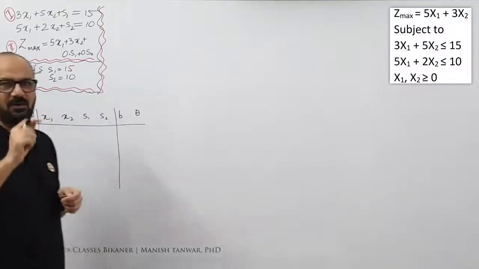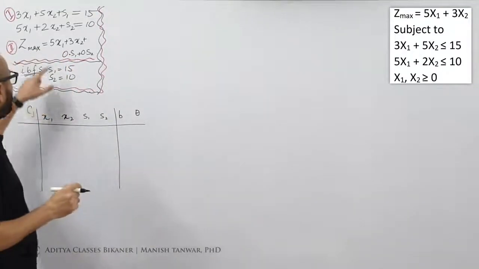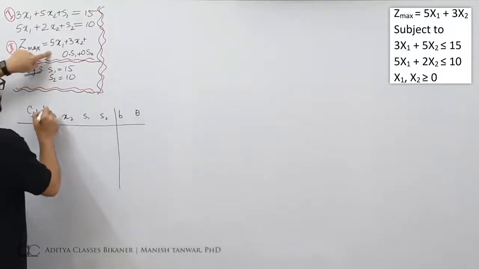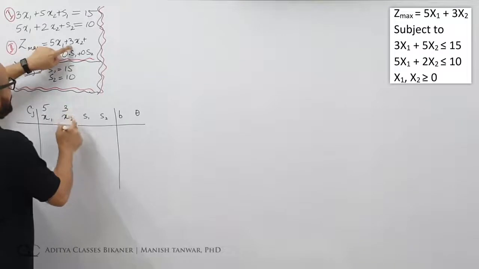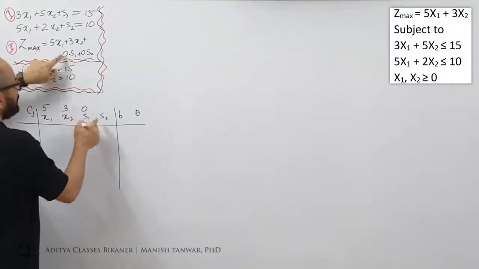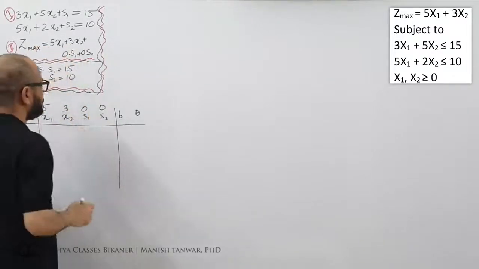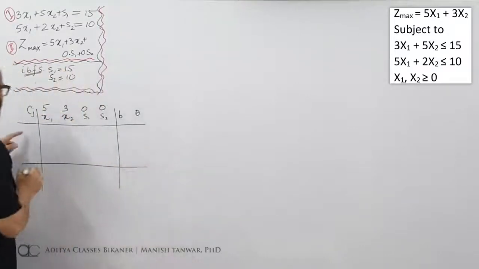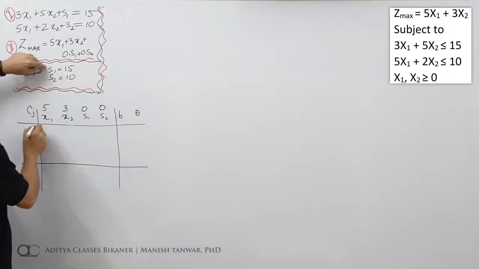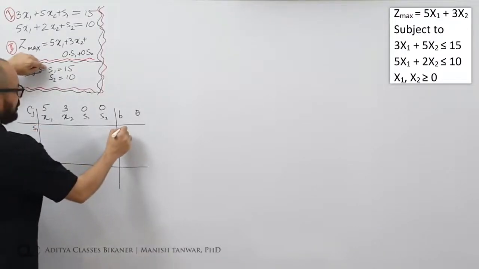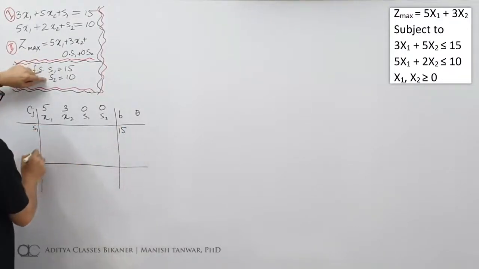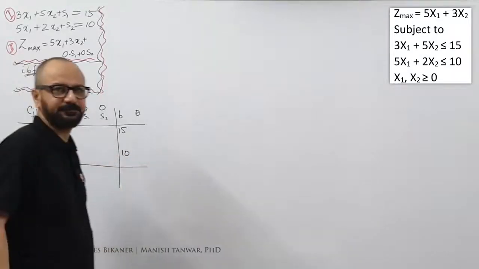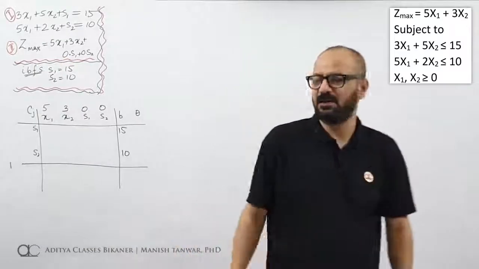What is Cj? Contributions made by all these variables. Where are the contributions? In the objective function. x1 is 5, x2 is 3, s1 is 0, s2 is 0. Then we have the IBFS. IBFS is s1 equal to 15, s2 equal to 10. This becomes my IBFS where I am starting my question.